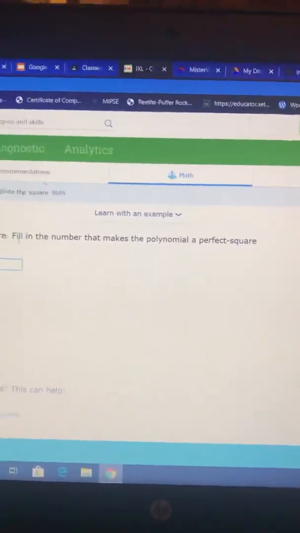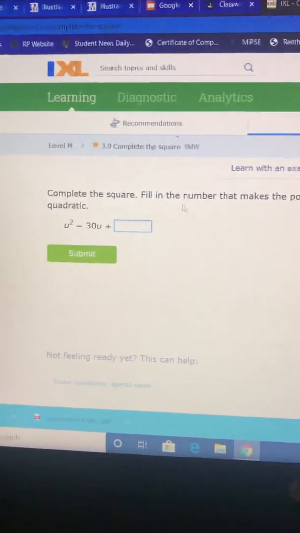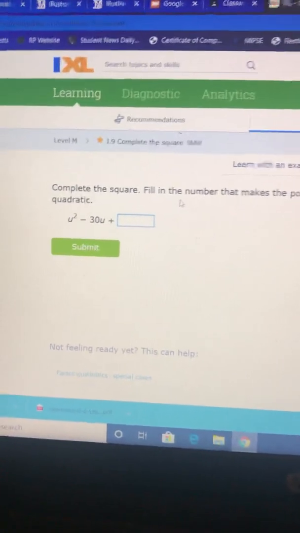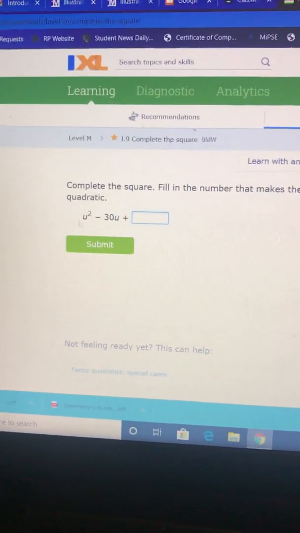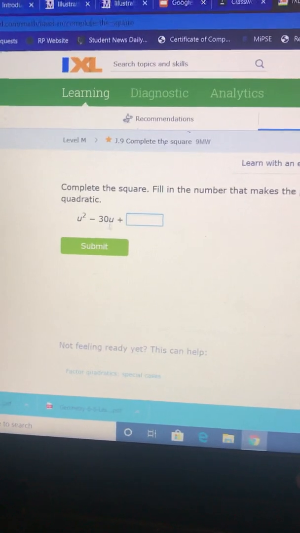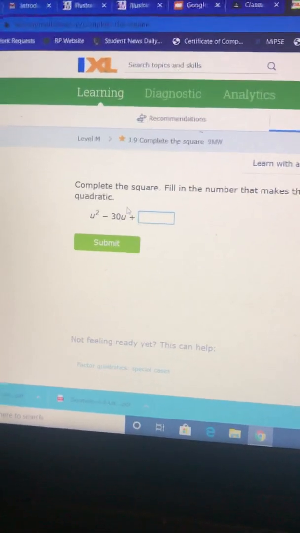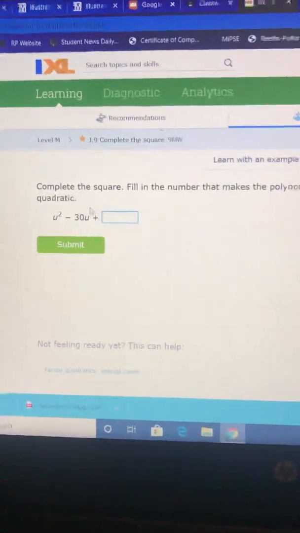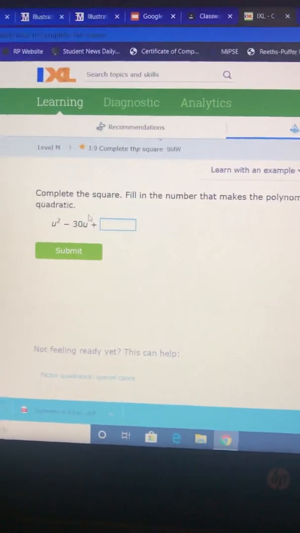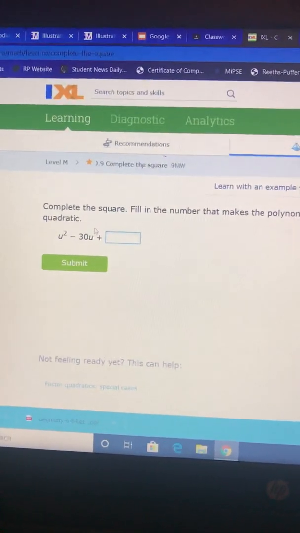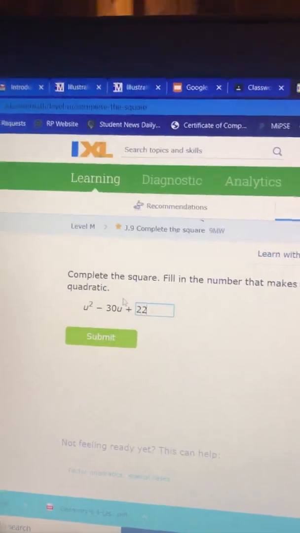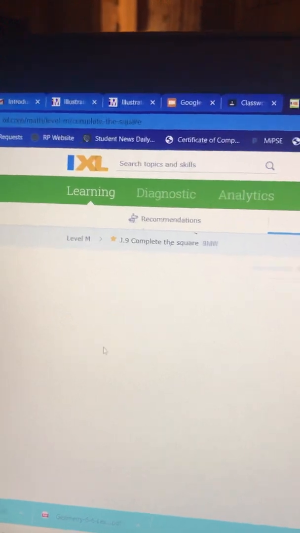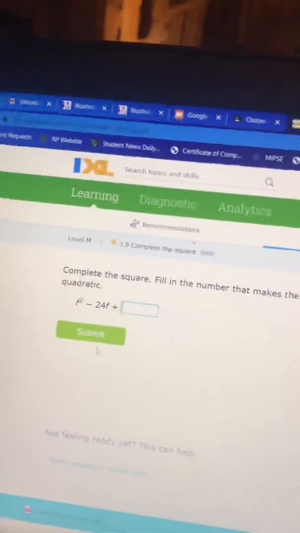And then it's asking you to fill in the number that makes this true. So you may want paper in order to help you with this, right? So we know to complete the square, we need to take half of this number and then square it. So half of negative 30 is 15. And so 15 squared is 225. So then I type in 225 and I hit submit. And it tells me that I got the right answer.